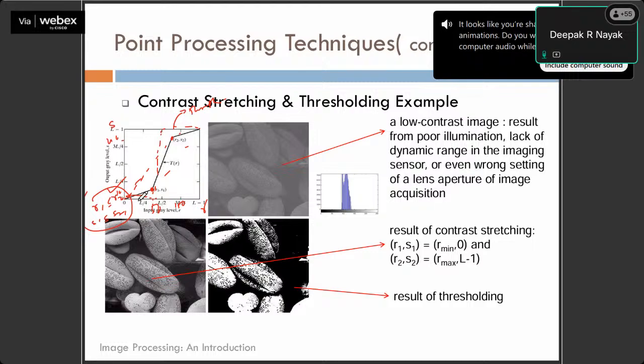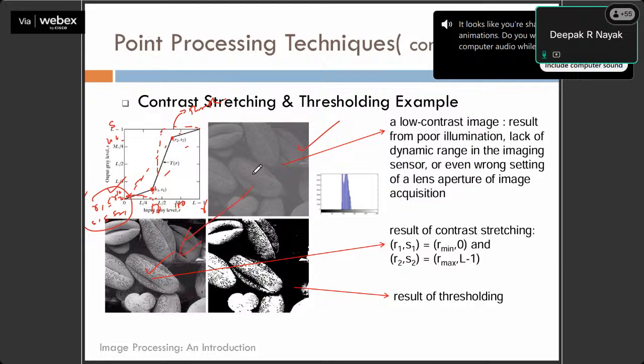And why do we actually get a low contrast image? There are multiple reasons: poor illumination, or the low dynamic range of the imaging sensor we are using. Sometimes even the aperture is not properly set. Maybe only a small amount of light passes through the aperture. That is why we get a darker image or low contrast images. So this is a low contrast image. There are some grains present over here, and from this image, we get this image with the help of contrast stretching.